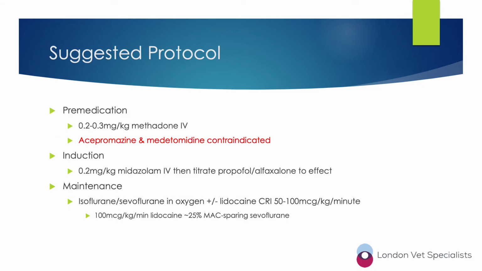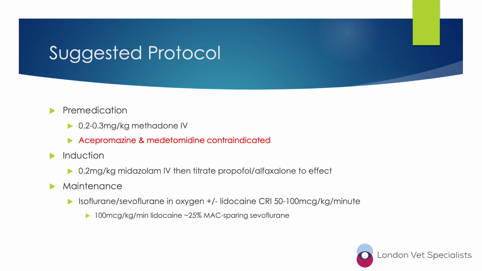So in terms of anaesthetic protocol for this case, I tend to go just for an opioid pre-medication, and it should be a full mu agonist because we are performing a laparotomy. So I would go 0.2 to 0.3 mg per kg of methadone IV, bearing in mind that acepromazine and medetomidine are both going to be contraindicated.